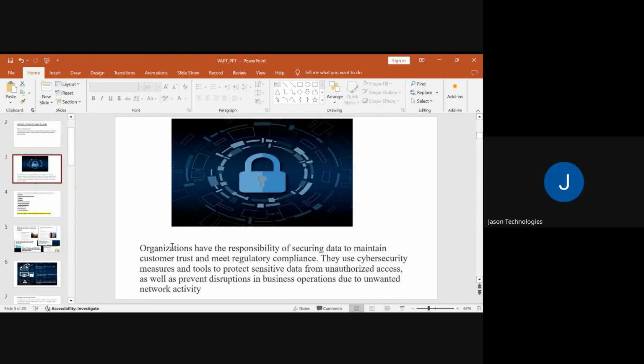So at this point, organizations have the responsibility of securing data to maintain customer trust and meet regulatory compliance. They use cybersecurity measures and tools to protect sensitive data from unauthorized access as well as prevent disruptions in business operations due to unwanted network activity.